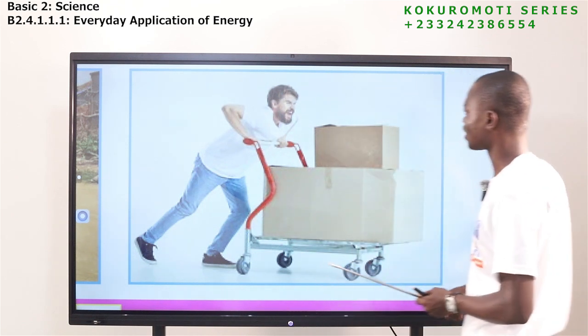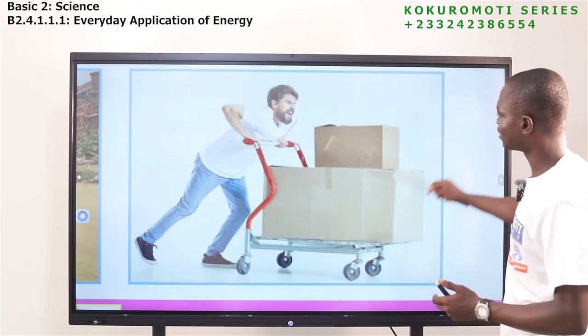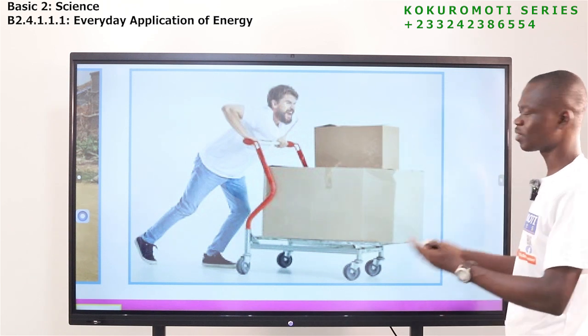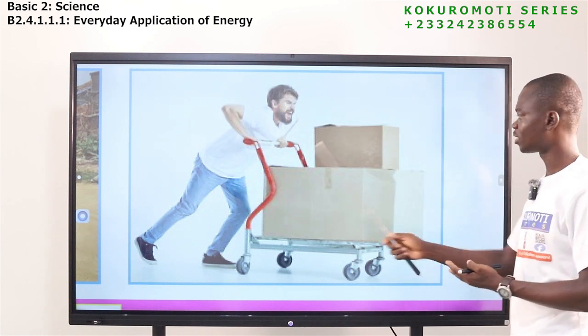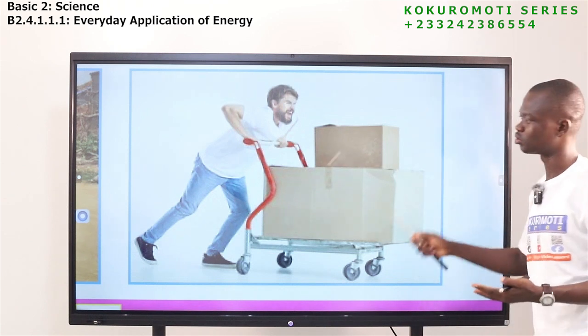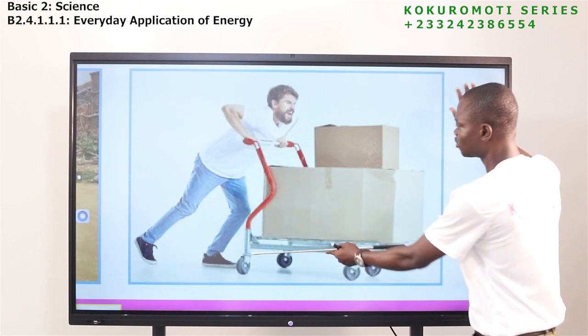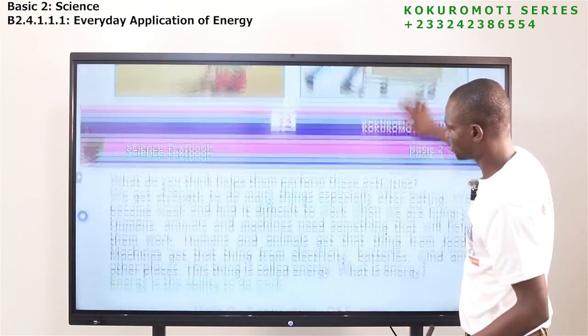Now look at this picture. What do you see here? I can see what? Boxes, and I can see a man here, and the man is pushing it. The man is pushing the boxes. So this is what I can see. I don't know what you can see. Okay, now let's go to the next page.